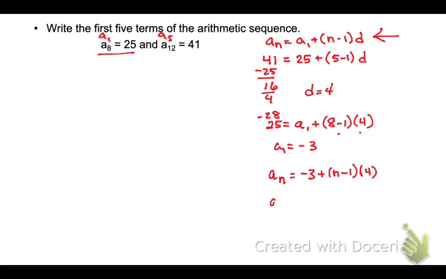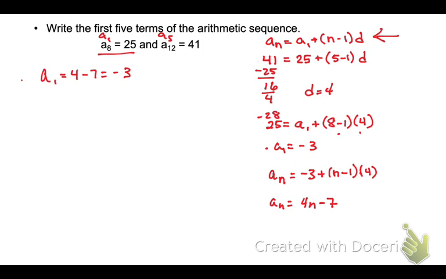Okay, so a sub n equals 4n minus 7. Is that right? Yeah. Okay, so now I plug in 1, 2, 3, 4, 5. So 4 minus 7, so negative 3. And that's it, our first check, right? Why? Because did we say a sub 1 was negative 3?